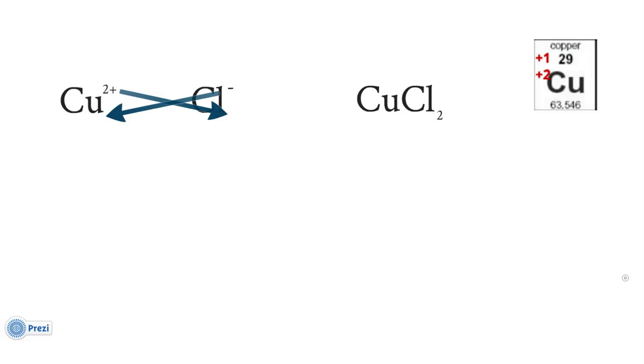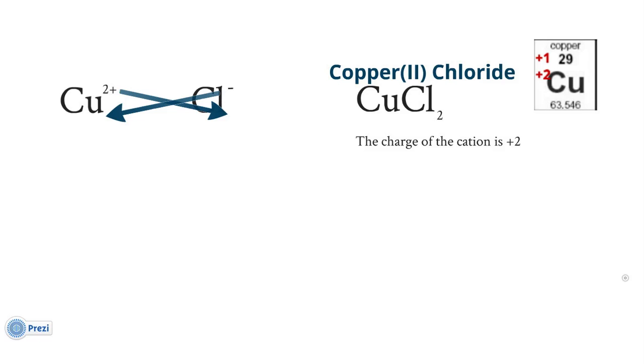Next, let's look at copper, which forms cations of charge of +1 and +2. Now, let's start with the +2 cation combining with chlorine. When you cross the charges, we get CuCl2. Now, we say this as copper 2 chloride because the charge of the cation is +2.